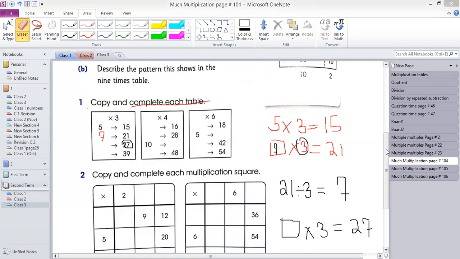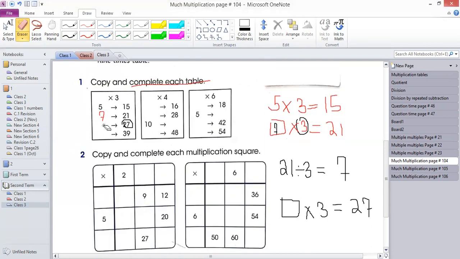Guys, look here. You know that the number is multiplied by 3 here and giving you 27, but you don't know that number. You have to check the table of 3. 3 1s are 3, 3 2s are 6, 3 3s are 9, 3 4s are 12, 3 5s are 15, 3 6s are 18, 3 7s are 21, 3 8s are 24, and 3 9s are 27. That's why you will write here 9. The answer here is 9.